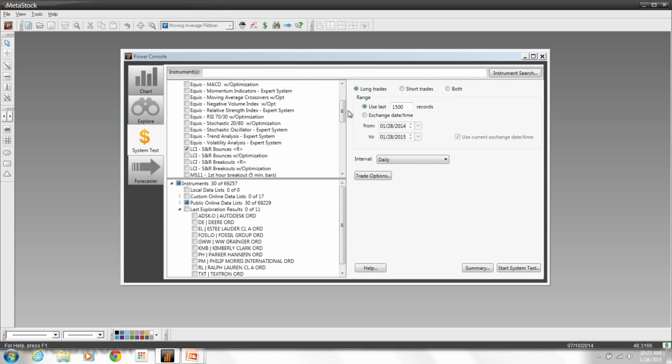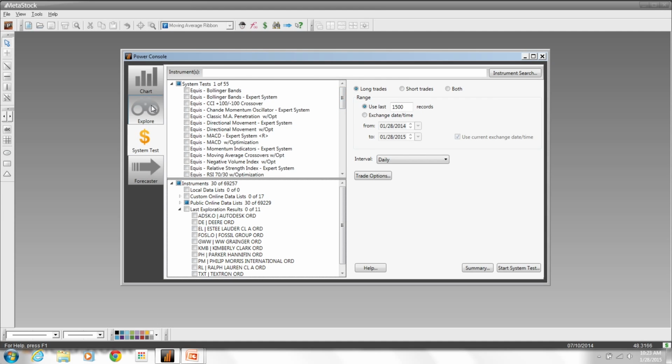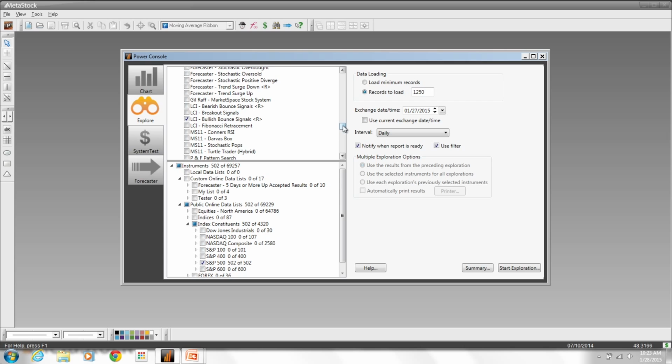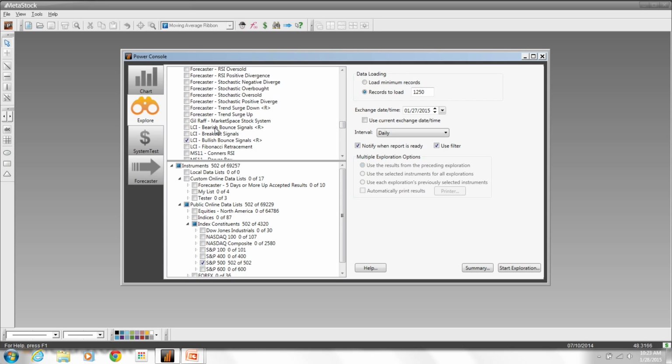We're going to stick to daily data for right now for scanning and finding purposes of a workflow to give you an idea on how the system works. Now, I'm going to go to the Explorer. Now, the LCI system has 4 explorations that are going to come within MetaStock 14.